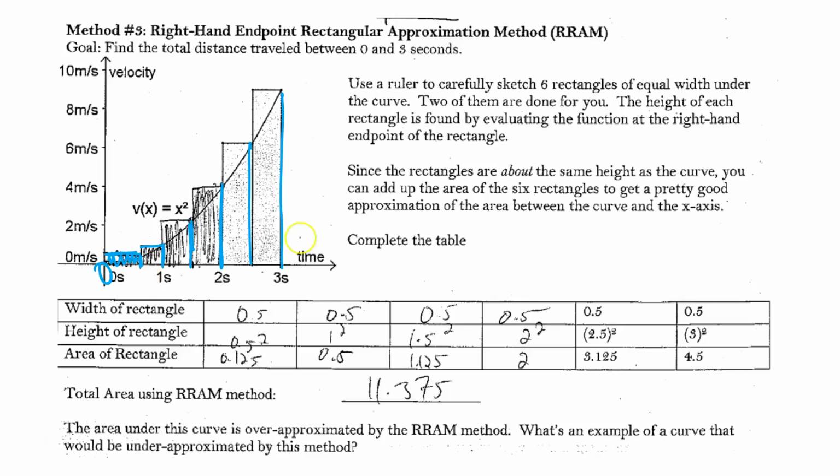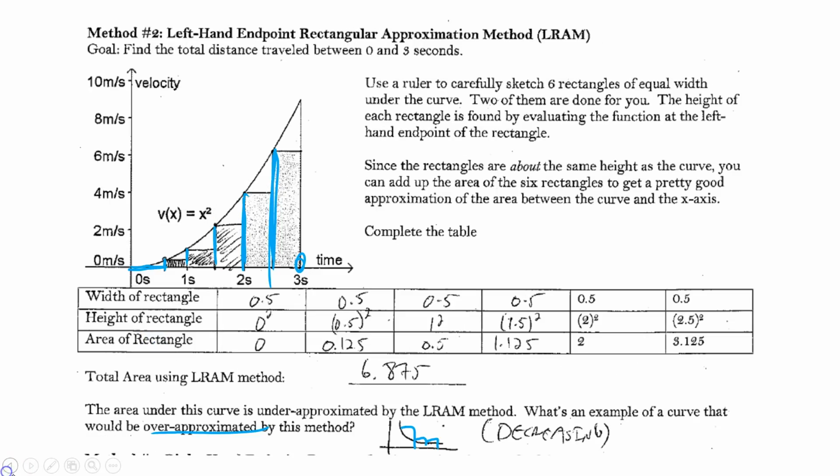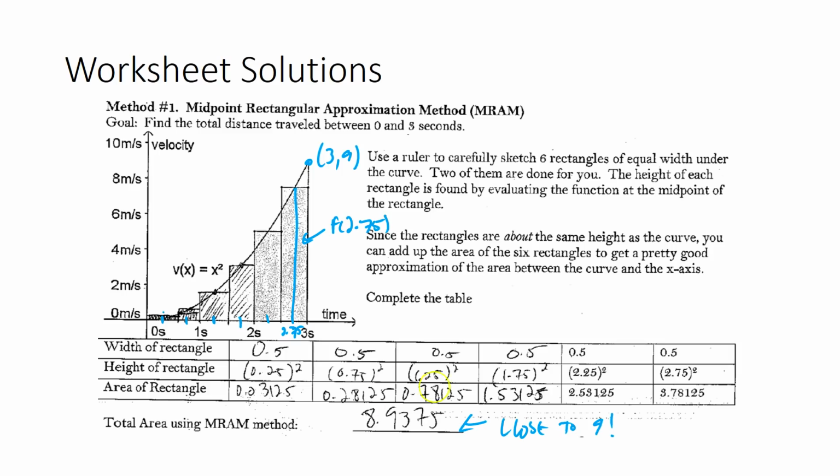So 0.5 width for each one of those, multiplied by the height, which is determined by the corner touching the function here. Square all those, multiply by the 0.5, add them together, gets 11.375. Notice that's too much. Last one was not quite enough. And then this 8.375, I'm telling you right now, the area under there is 9. That's really close. Okay, it's not great, but it's close. If I wanted to make it better, more rectangles, right?